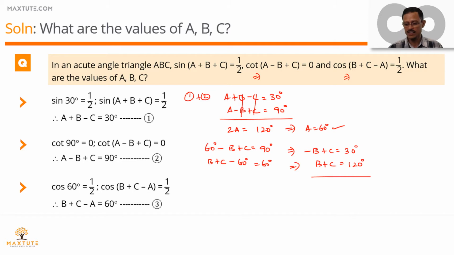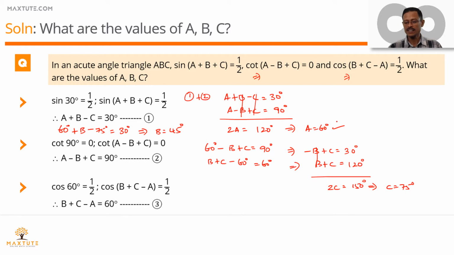Add these two equations. B gets cancelled with B. 2C is equal to 150 degrees. Implies the value of C is equal to 75 degrees. Substitute the value of A as 60, C as 75 in one of these equations. Let's do it in equation 1. A is equal to 60. We're computing the value of B, and the value of C is equal to 75 degrees. All of this is equal to 30 degrees. So the 60 minus 75 is minus 15. Goes to the right hand side. Makes the value of B to be equal to 45 degrees.